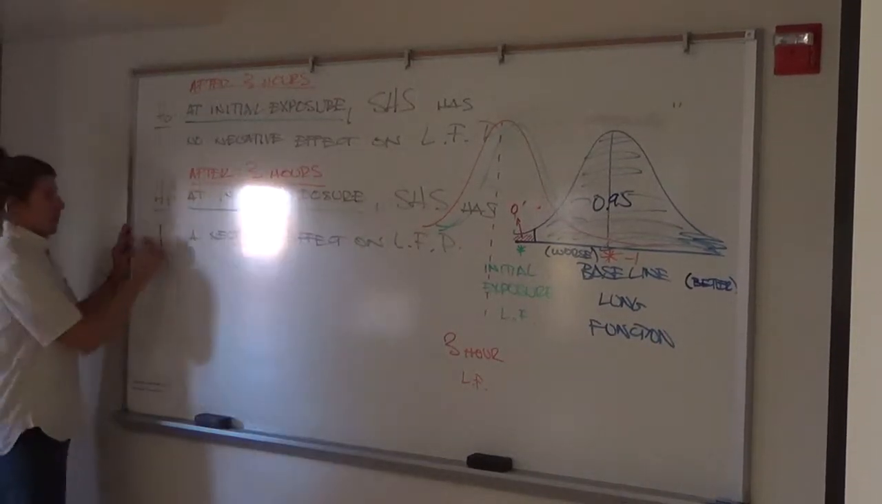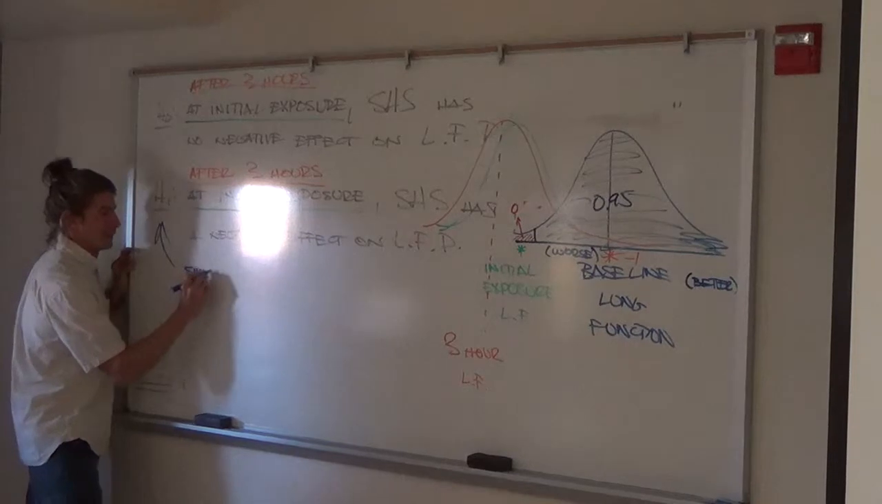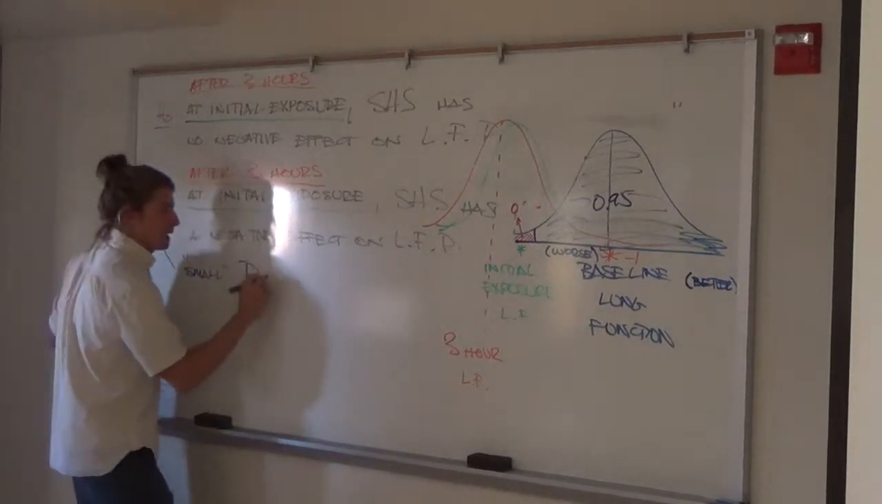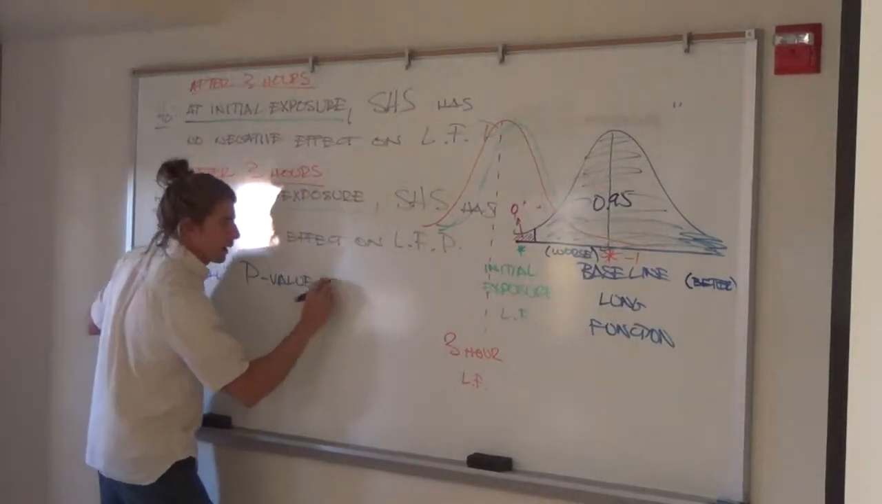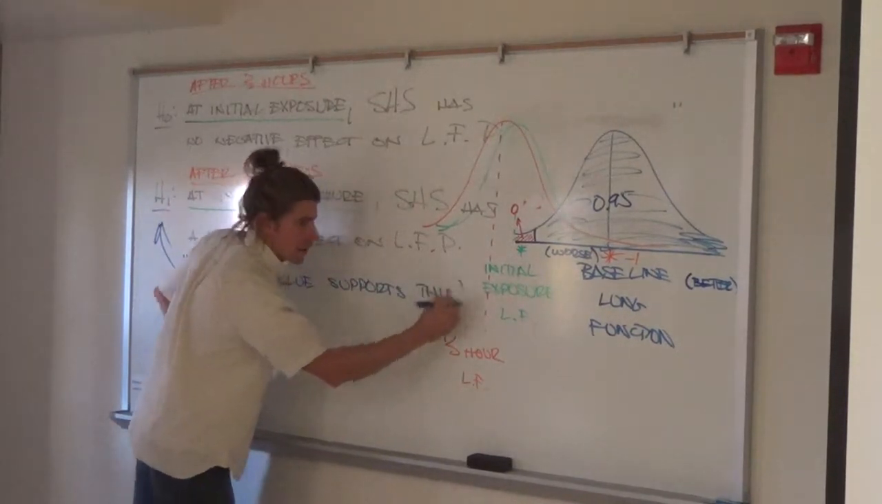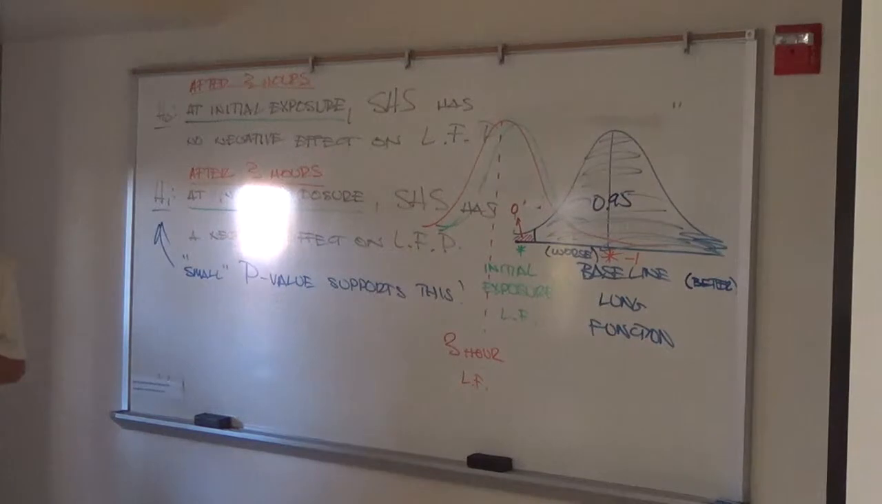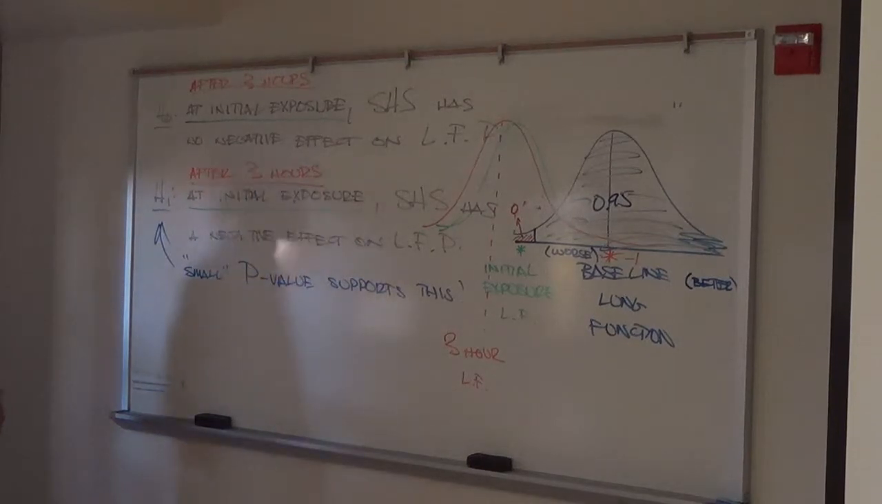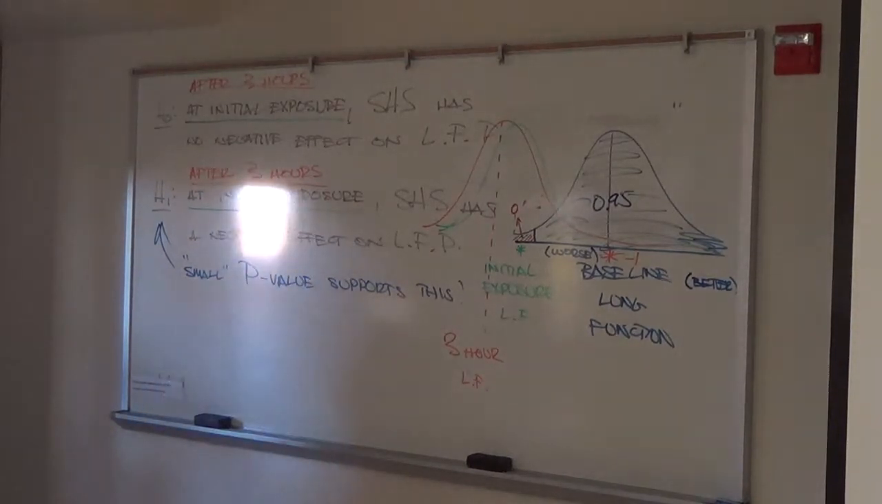So, a small p-value supports this. But Kaylee brings up a very good point. Why does a small p-value support the research hypothesis? Who wants to tackle that one? Make me call names. Help! We need to hear this.